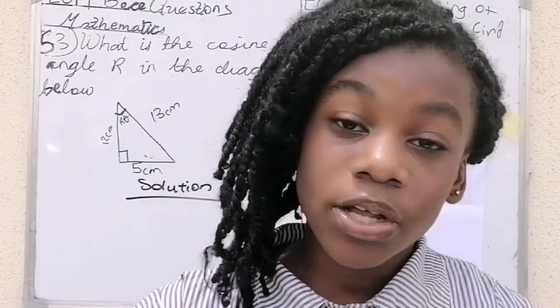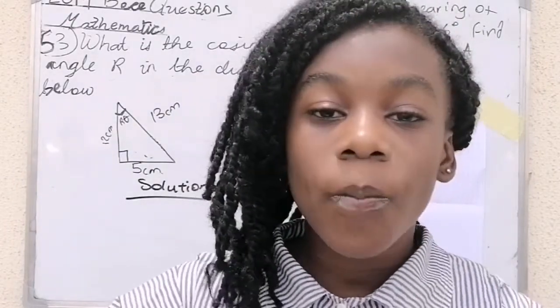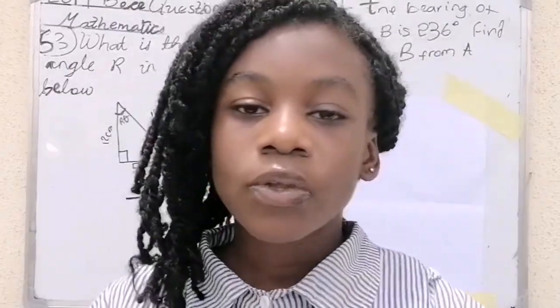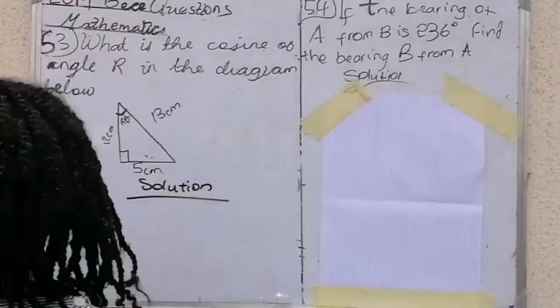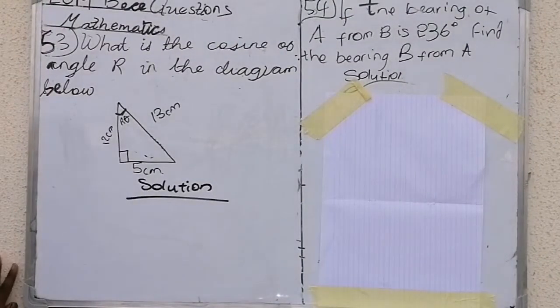Today we'll be taking questions 53, 54, 55 and 56 of the 2019 BECE past questions from the Cipus Examination Digest Volume 5 compiled by Eririnma Hope Chibuzo. So let's begin. Question 53 says, what is the cosine of angle R in the diagram below?